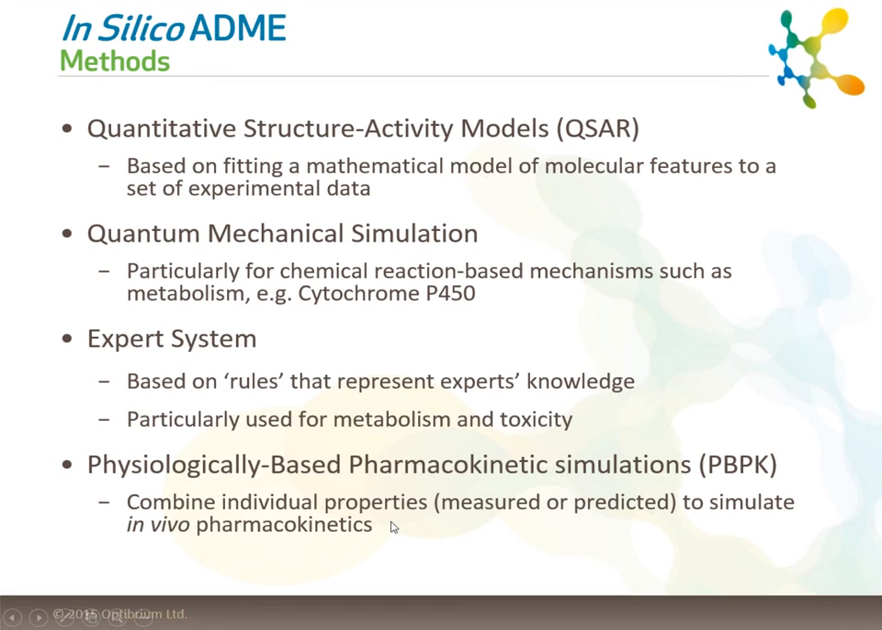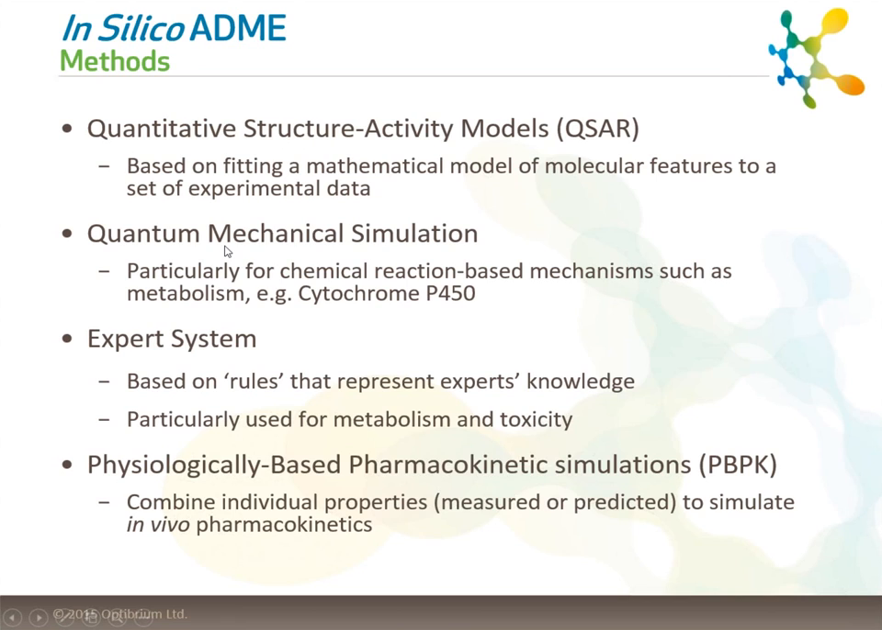If we're thinking about in silico models for predicting ADME, there are a wide range of different methods available to us. Probably the most common are the so-called quantitative structure activity relationship models, QSAR models, sometimes known as quantitative structure property relationship models. This is essentially based on fitting a mathematical model of molecular features to a set of experimental data. So it's an empirical model of observed experiment.